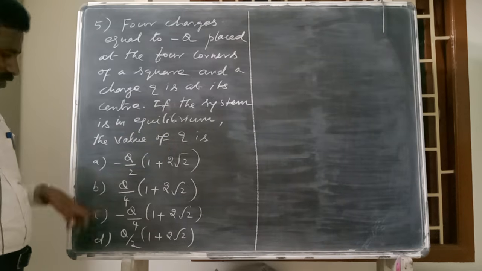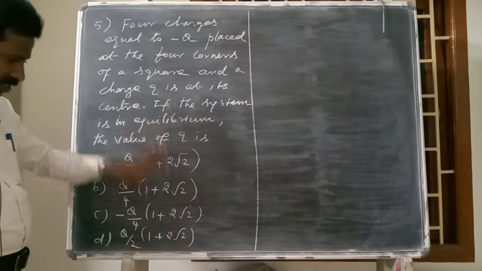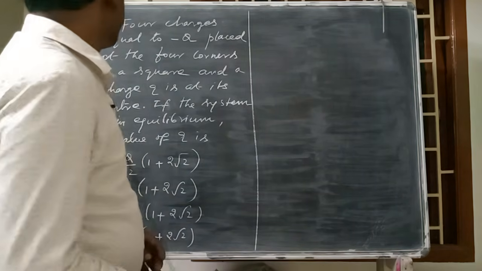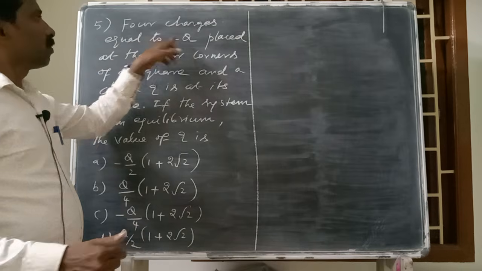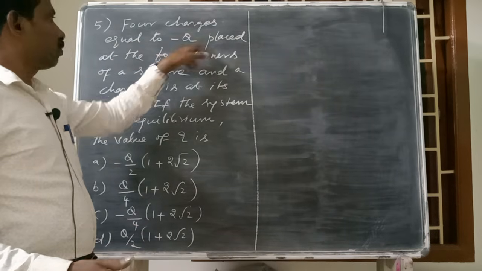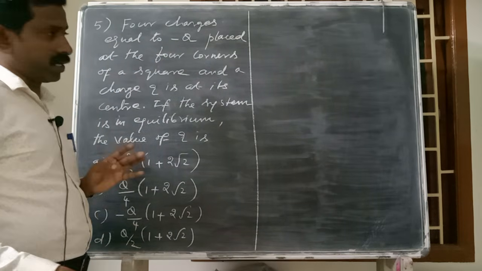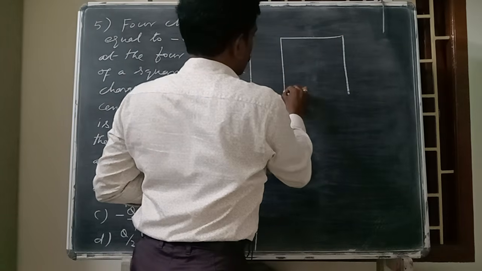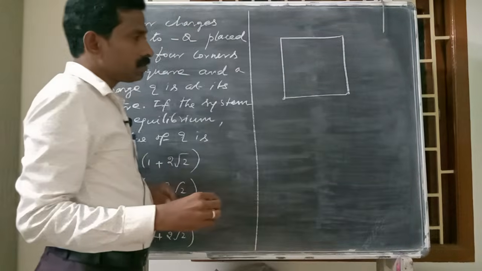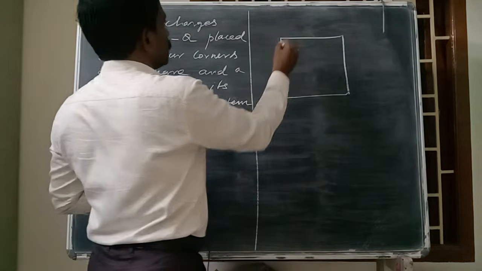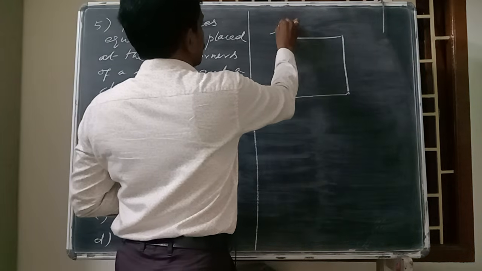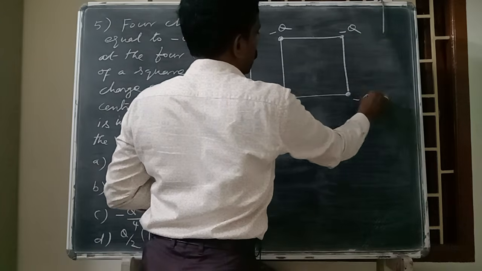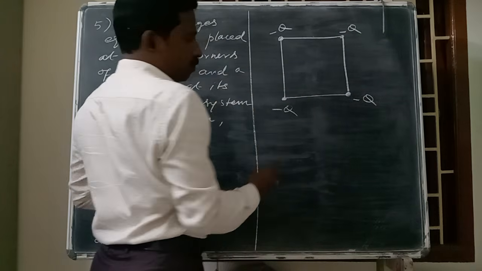Options are given. Okay, option A, option B, option C, option D. See the options. Now let us solve this question. 4 charges equal to minus capital Q placed at the 4 corners of a square. So there is a square. At each corner there is a charge minus capital Q. Here also minus capital Q. Here also minus capital Q. Here also minus capital Q.